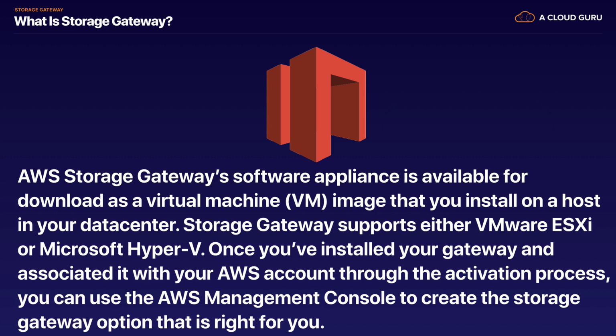And Storage Gateway supports either VMware's ESXi or Microsoft's Hyper-V as the hypervisor. So a hypervisor is just what you run virtual machines on. And once you've installed your gateway and associated it with your AWS account through the activation process, you can use the AWS Management Console to create the Storage Gateway option that is right for you.